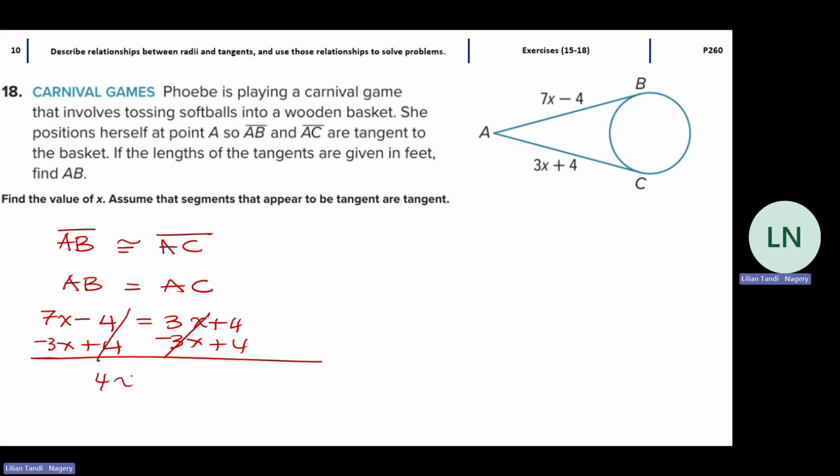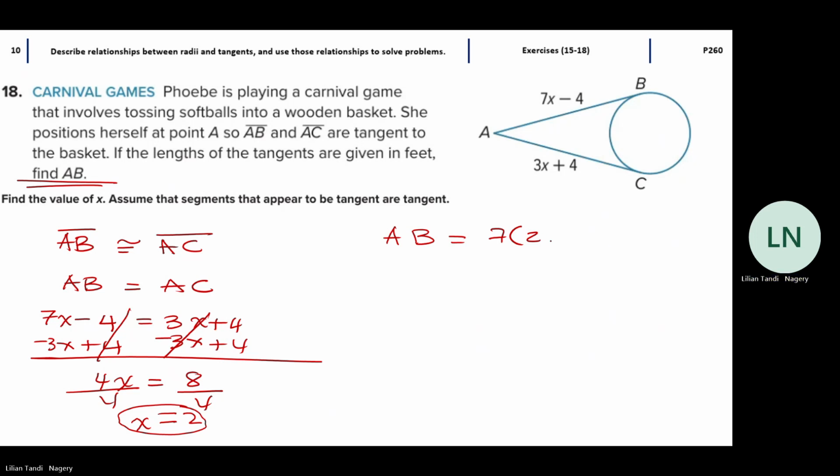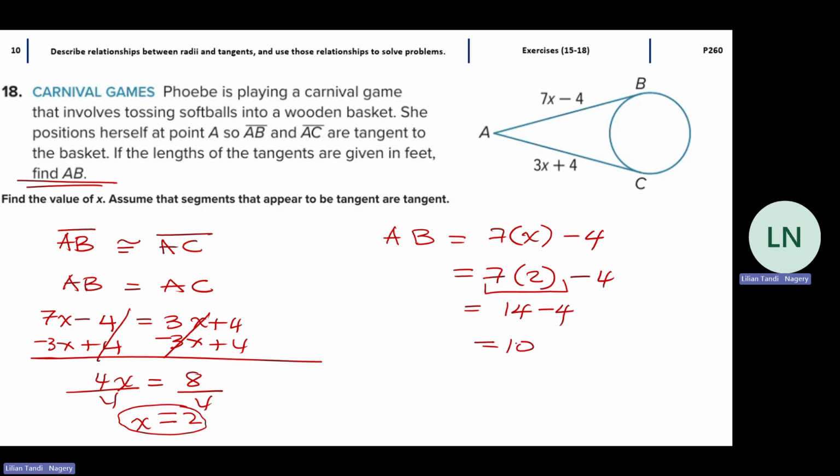This is 4x equals 8. Divide by 4, divide by 4, x is 2. I don't want x, I want AB. So I will do here, AB equals 7 parentheses x minus 4, which is 7 parentheses 2 minus 4. 7 parentheses 2 means 7 times 2, 14 minus 4, which is 10.